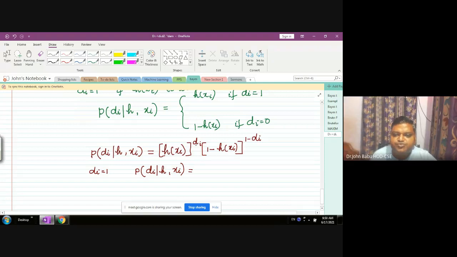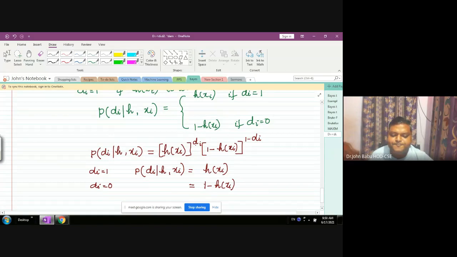Suppose di is equal to 1. This 1 minus 1 is 0, so this term vanishes. I can write h of xi. If di is equal to 0, then this term vanishes. Anything to the power of 0 is equal to 1. So then the probability of di given h is 1 minus h of xi, and 1 minus 0 is 1. So the same equation we represented in this problem.